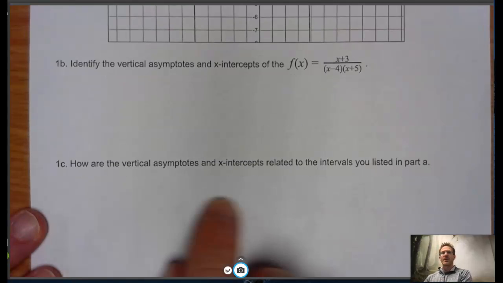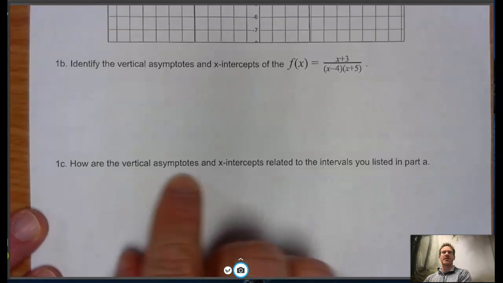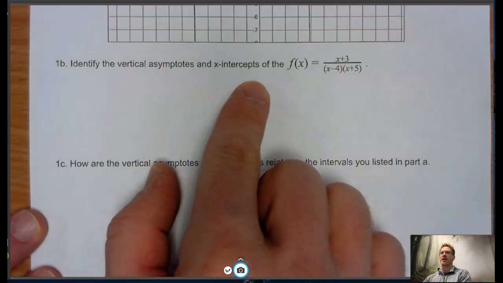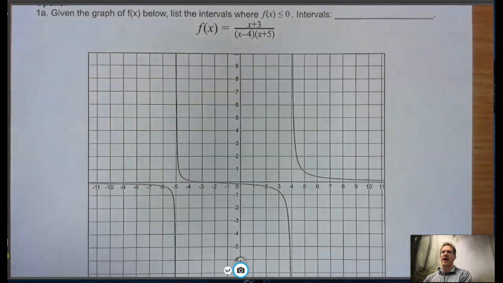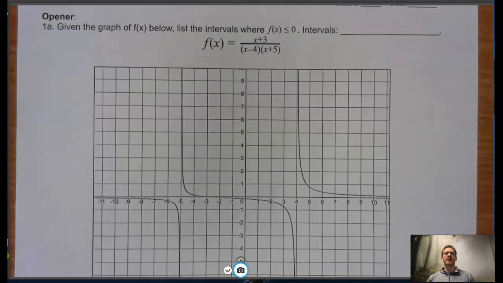And then talk about, and maybe see, how those vertical asymptotes and x-intercepts are connected to how you answered problem A. So go ahead and pause the video, answer those 3 questions, and turn back on, and we'll see how you did.